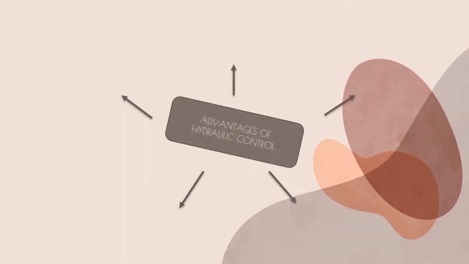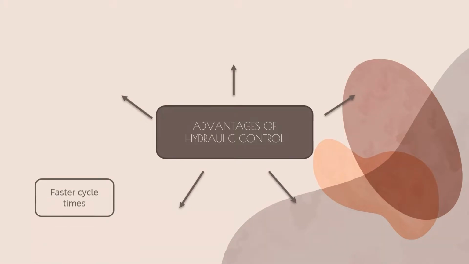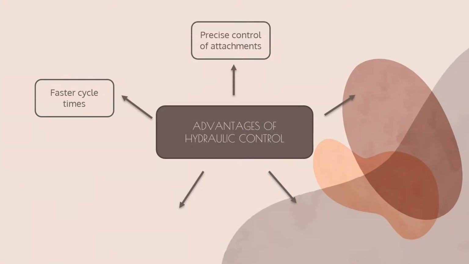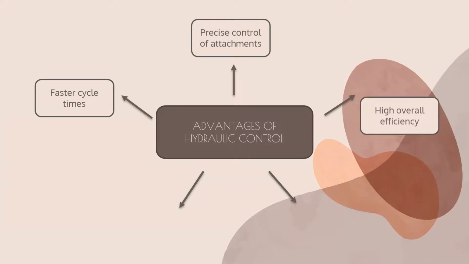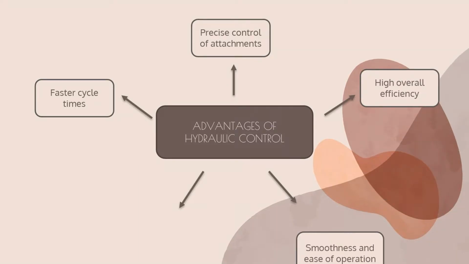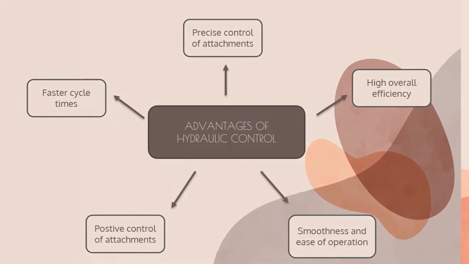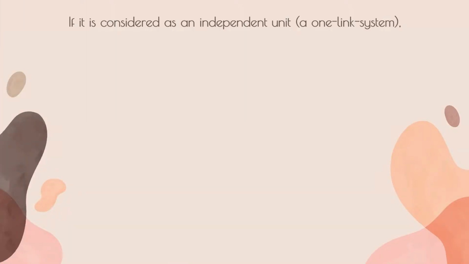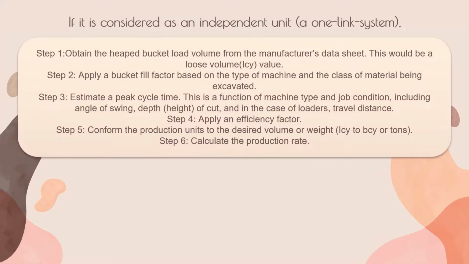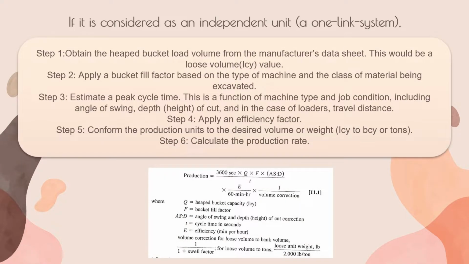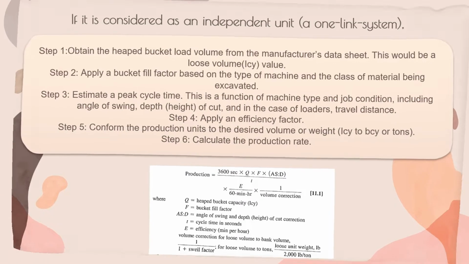The advantages of hydraulic control are faster cycle times, precise control of attachments, high overall efficiency, smoothness and ease of operation, positive control of attachments. If an excavator is considered as an independent unit, a one-link system, its production rate can be estimated using these steps. The picture shows the basic production formula in the case of excavator.